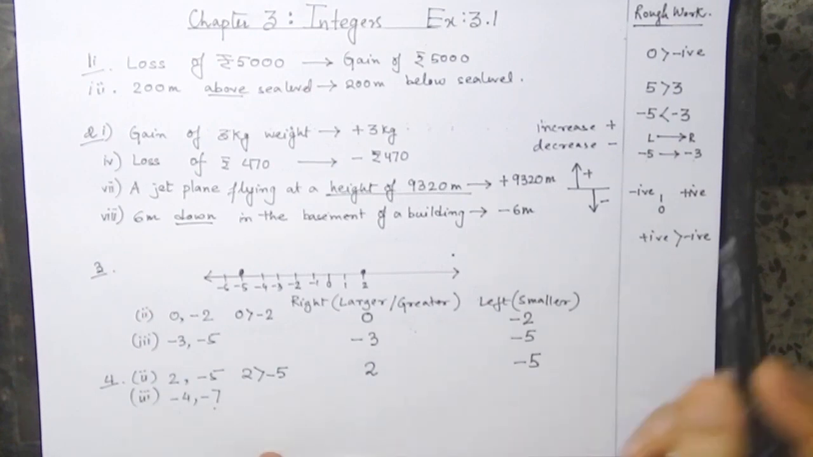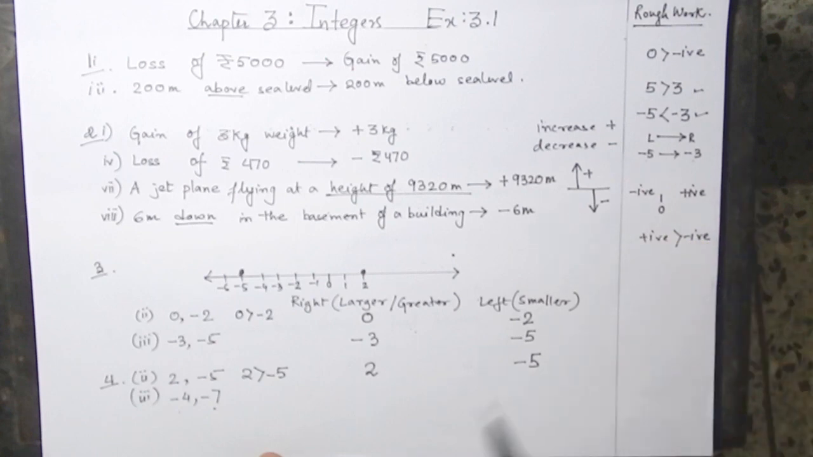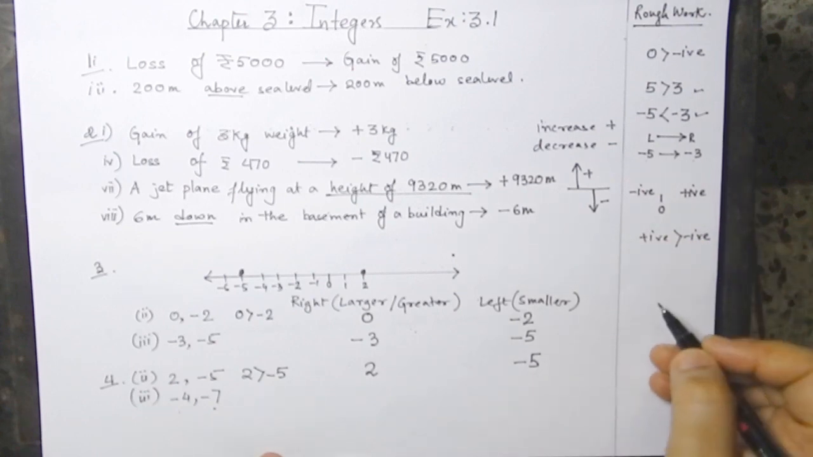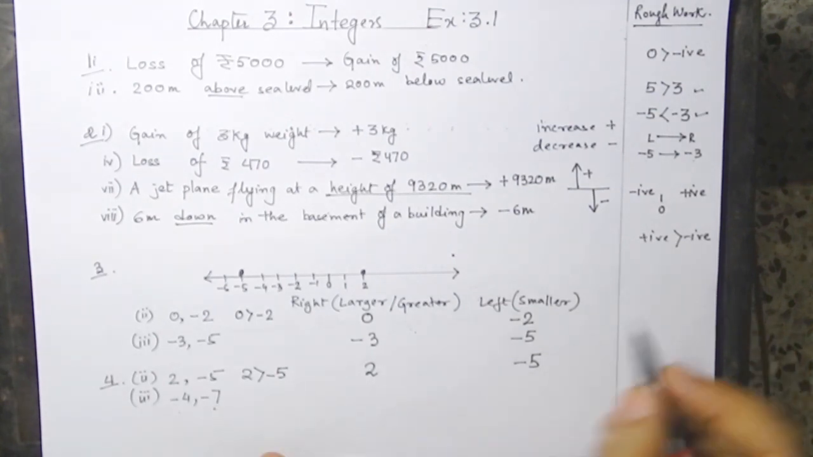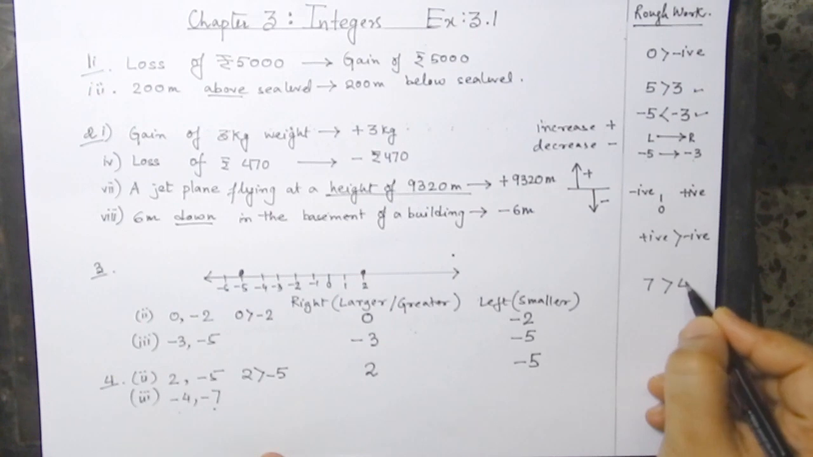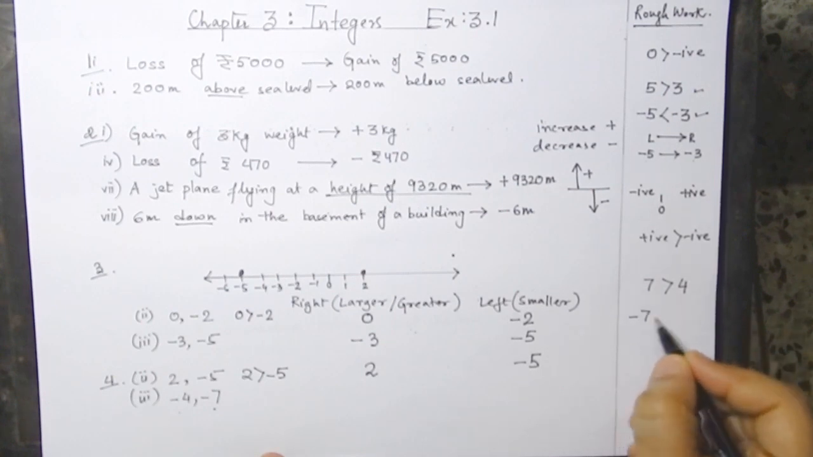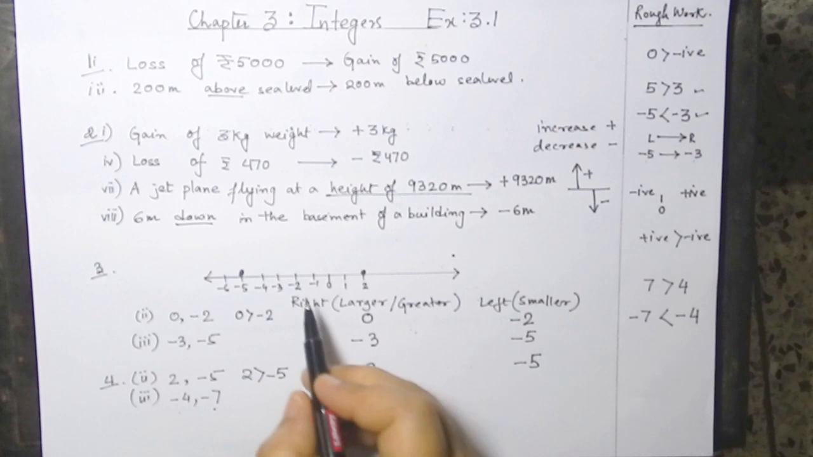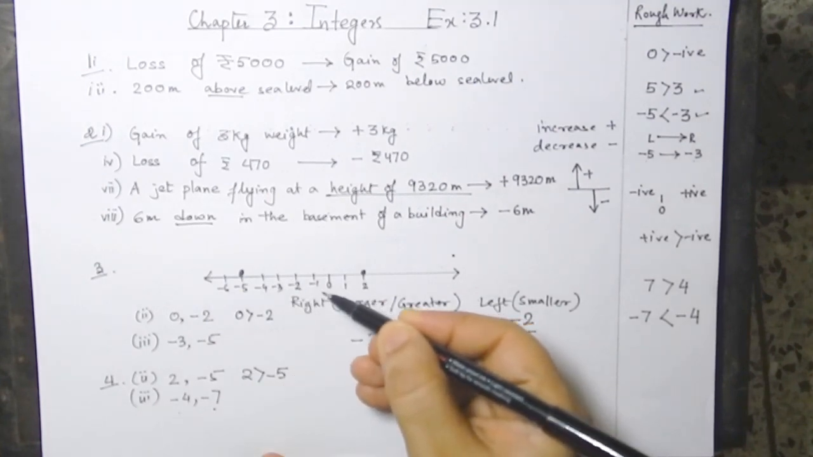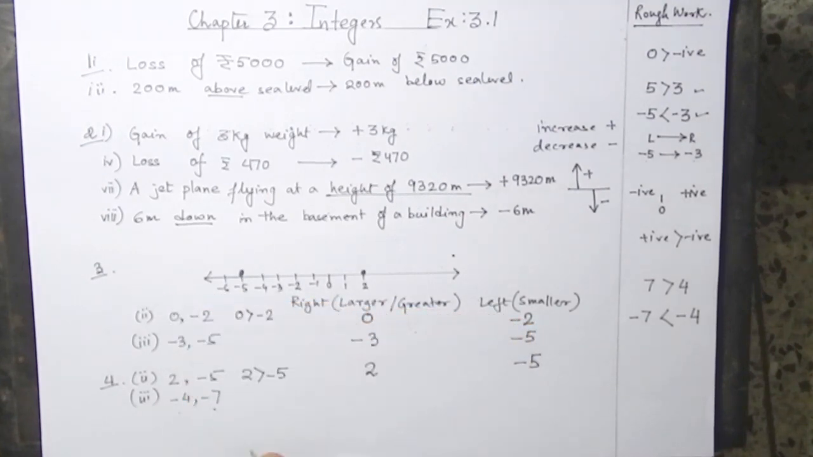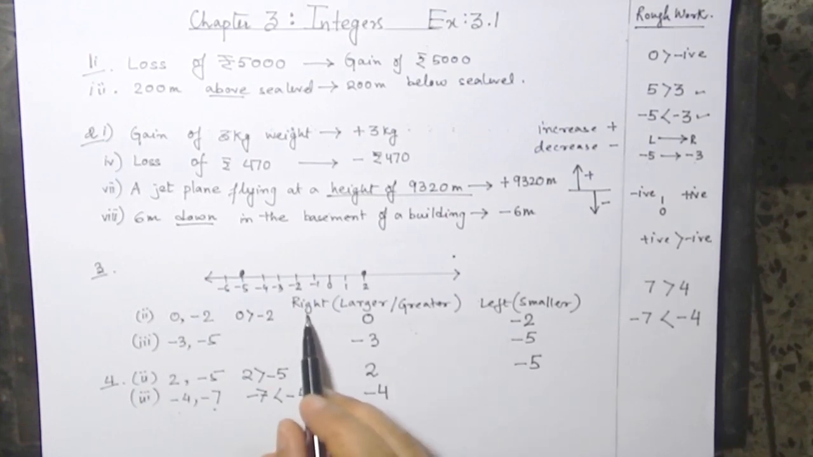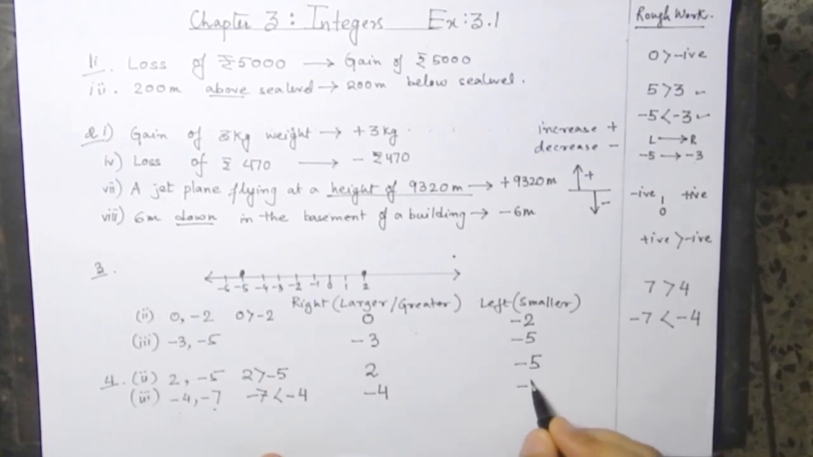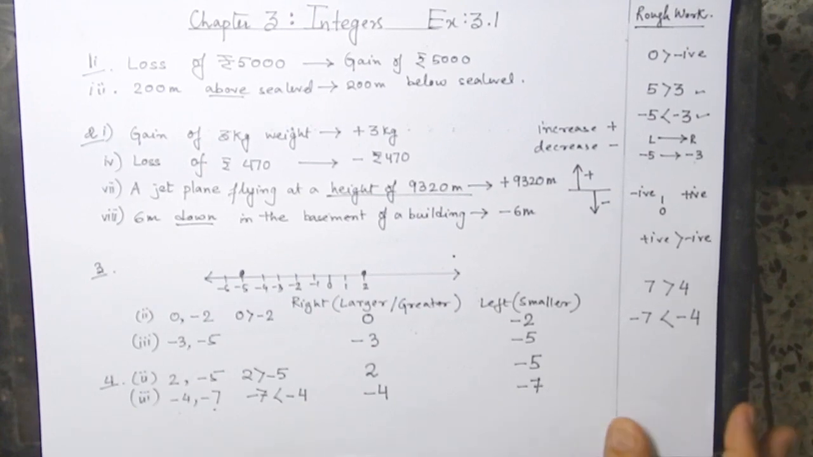Minus 4, minus 7. This is the same concept as this, that in negative numbers, greater the magnitude, that is greater the numeric value, lesser is the integer. So 7 is greater than 4 because they are positive, but minus 7 will be less than minus 4 because in negative numbers, the numerical magnitude increases on the left hand side. So minus 7 is less than minus 4. So the larger number is minus 4. So minus 4 will be on the right hand side and minus 7 will be on the left hand side.